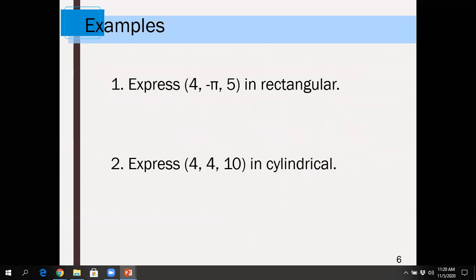So I want you to work on this with people around you. Express (4, -pi, 5) in rectangular coordinates. So in other words, this is in cylindrical coordinates, and this guy is in rectangular coordinates. I want you to convert those points to an appropriate rectangular and cylindrical coordinate representation, respectively. Okay, so please work on that for a couple of minutes.